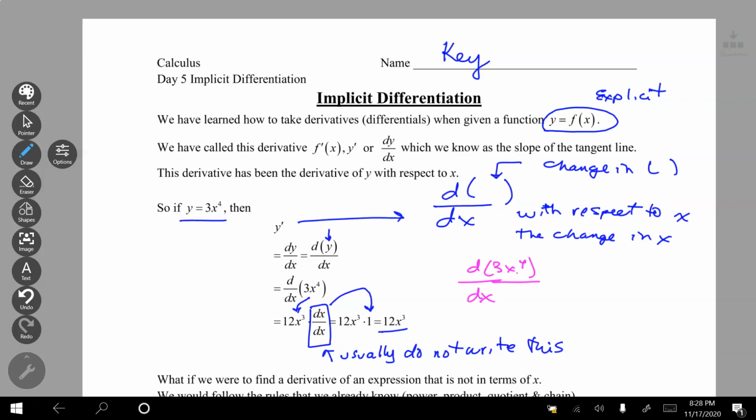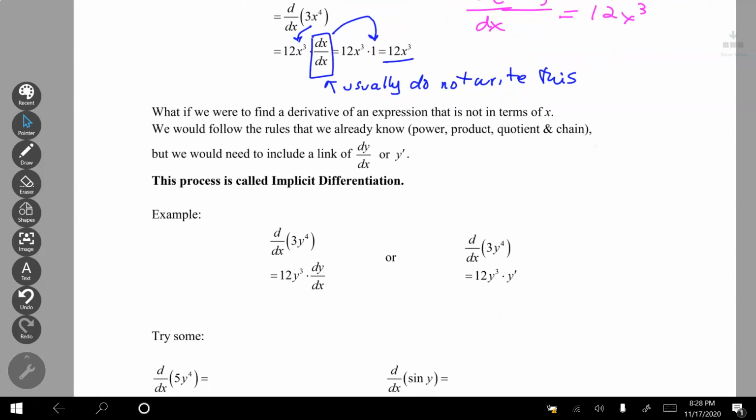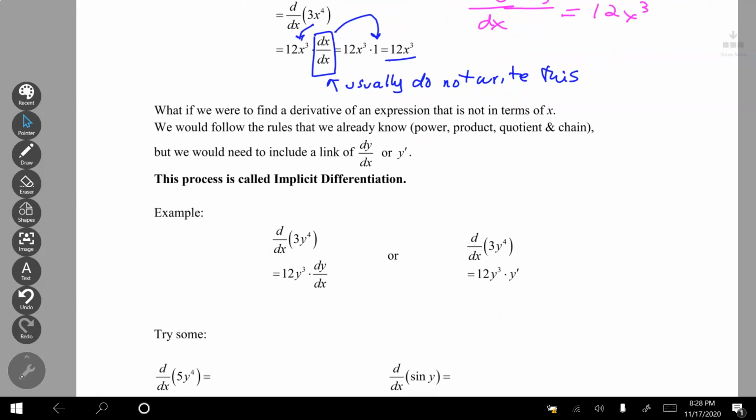We're trying to find the change in this function 3x to the fourth with respect to x, and we got 12x to the third. And we've been doing this for a long time, and we understand how we get that. But how do we handle it when we have different things we're trying to do? Okay, and we know, like I said, all these rules.